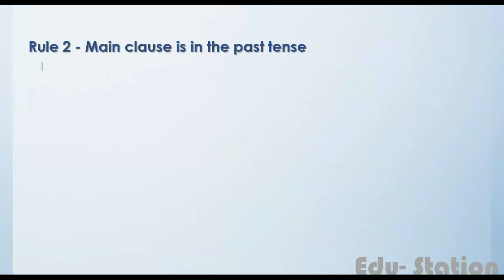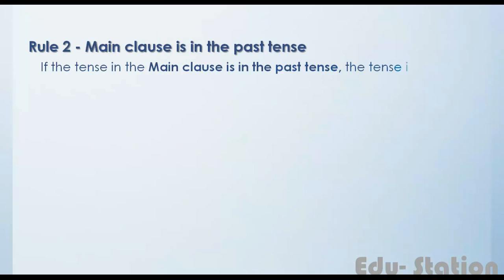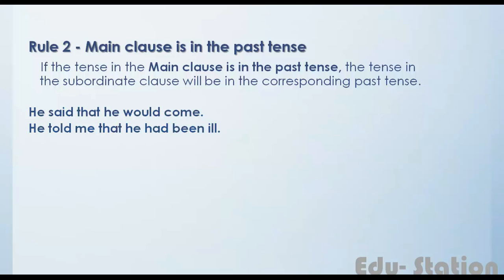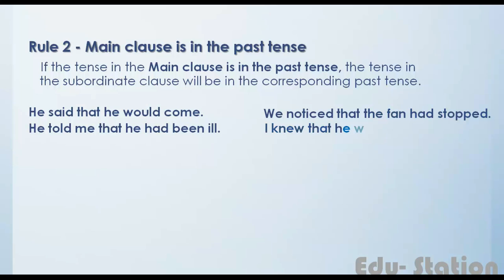Rule number 2. If the tense in the main clause is in the past tense, then the tense in the subordinate clause will be in the corresponding past tense only. For example, he said that he would come. He told me that he had been ill. We noticed that the fan had stopped. Here, the main clause and the subordinate clause are in the same tense. I knew that he would not pass.